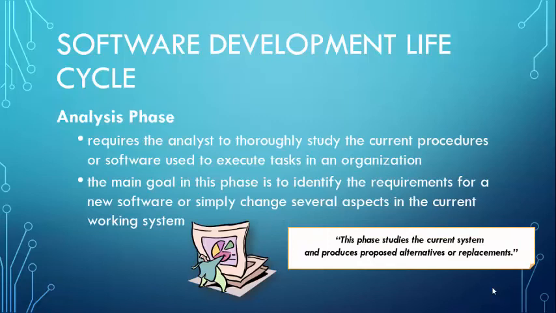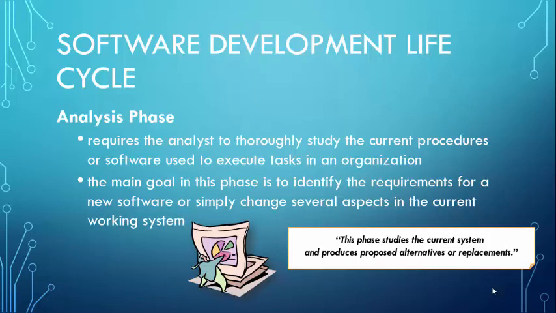The analysis phase requires the analyst to thoroughly study the current procedures or software used to execute tasks in an organization. The main goal in this phase is to identify the requirements for new software or simply change several aspects in the current working software. The purpose of this phase is to conduct a detailed analysis of the project or current business needs and identify what options are available to achieve the needs. The activities performed by the analysts during this phase are: study the current software, determine software requirements, write requirements report.